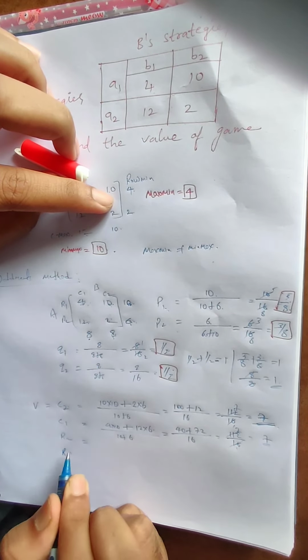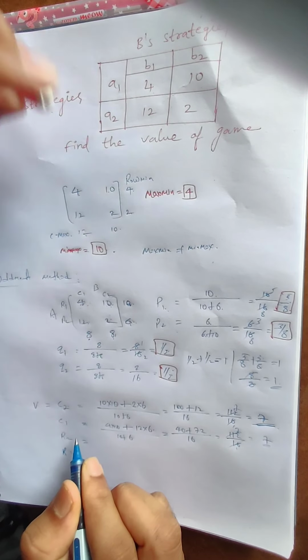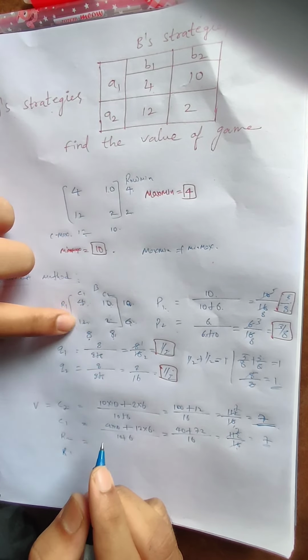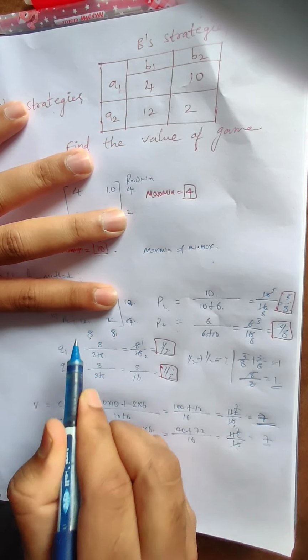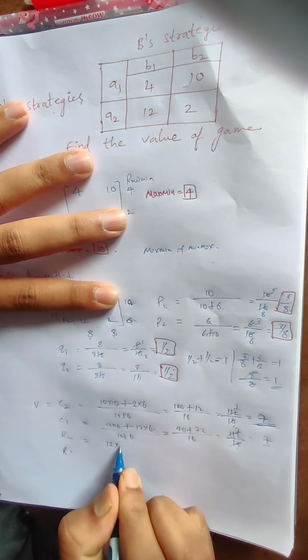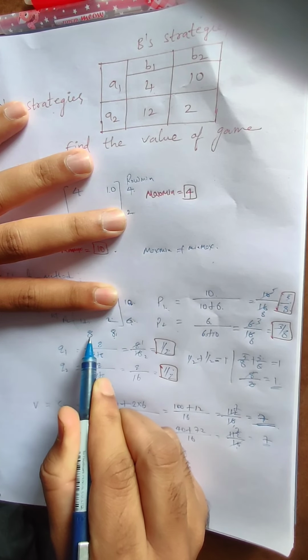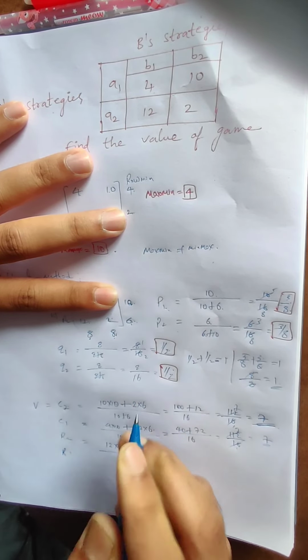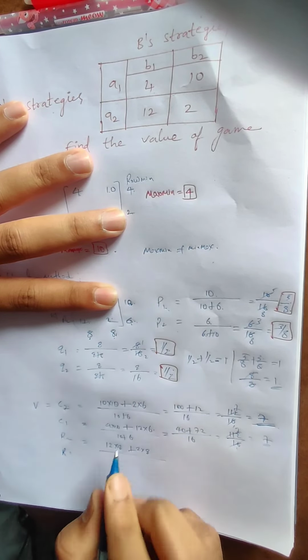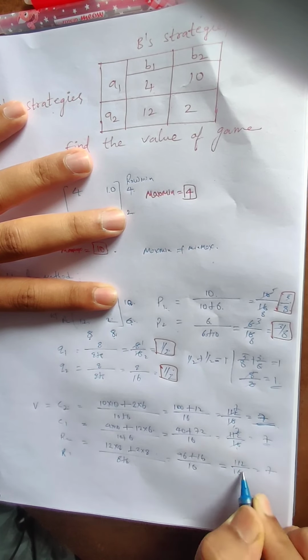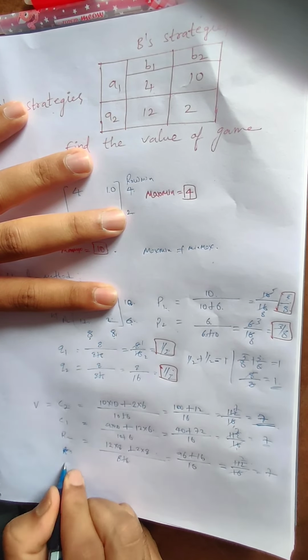So when we are using R2 in order to calculate the value of the game, consider only the values of R2 by ignoring R1. What are the values? 12 into 8 plus 2 into 8, divided by the summation of the respective oddments, that is oddment 8 and oddment 2 is 8, so 8 plus 8. 12 into 8 is 96, plus 2 into 8 is 16, divided by 8 plus 8 is 16, equal to 96 plus 16 is 112 divided by 16, equal to 7.